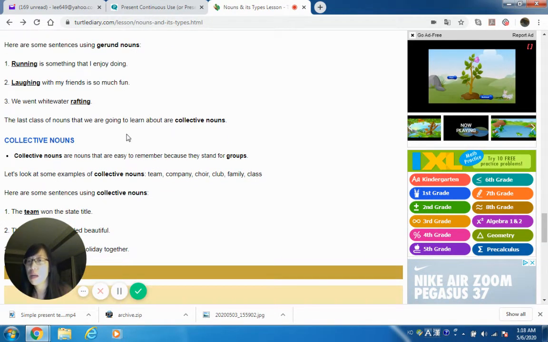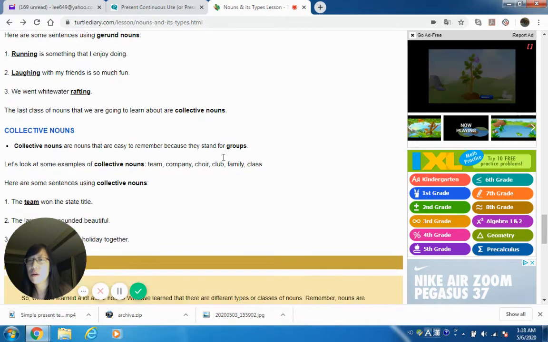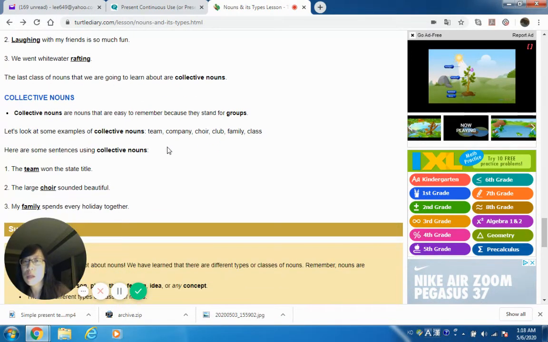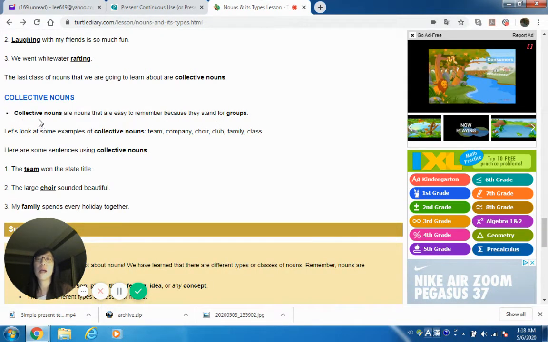Now, collective nouns. Collective nouns are very confusing too. So the last class of nouns we're going to learn about is collective nouns. Collective nouns are easy to remember because they stand for groups. Remember, a collective noun is not just one. It's considered as one usually, but it stands for groups. Many, that means many. Let's look at some examples of collective nouns.